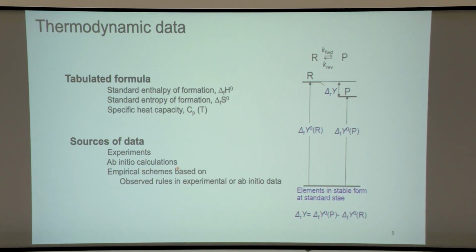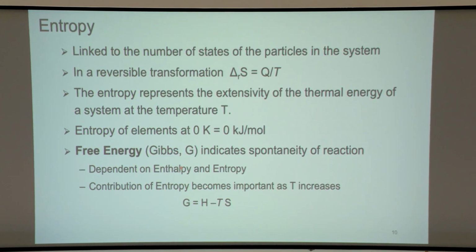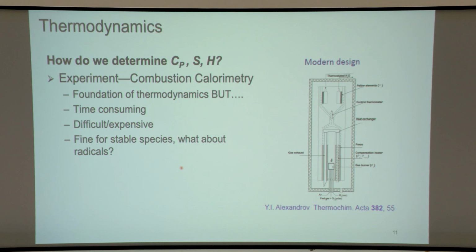Okay, we covered this already. Tabulated data, enthalpy of formation, we've looked at where it comes from, the entropy. So how do we determine these values? Well, you could do these experimentally, right? There's something called a bomb calorimeter or a combustion calorimeter. This was used in the 50s, the 60s, the 70s to get thermodynamic data, specifically the heat of combustion. And from the heat of combustion, you can get the heat of formation of species participating in that reaction.